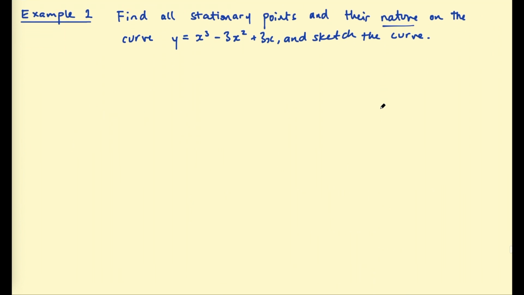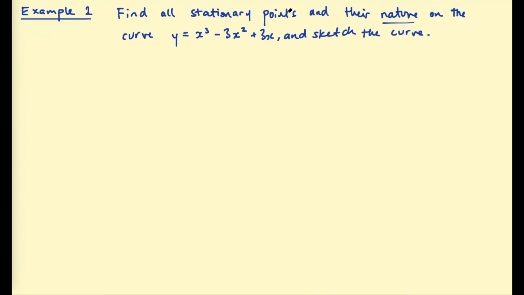Okay, let's have a look at another example. This says find all stationary points and the nature on the curve y equals x to the power of 3 take 3x squared plus 3x and sketch the curve. You can give this question a go, seeing as we just went through an example, see if you can manage this by yourself. So first step is to find the derivative.